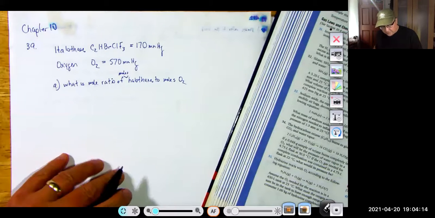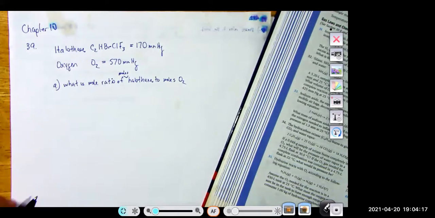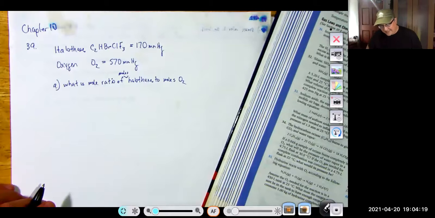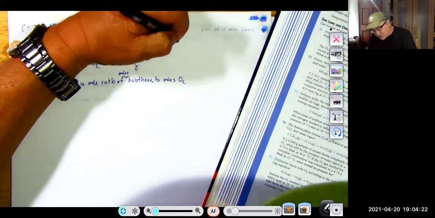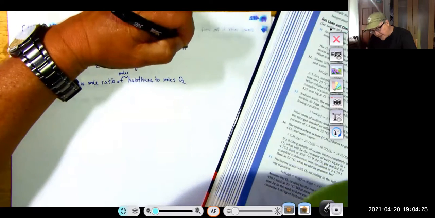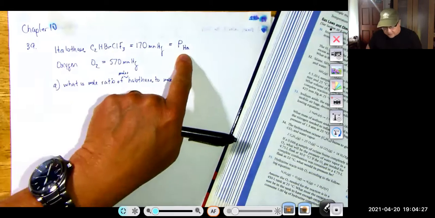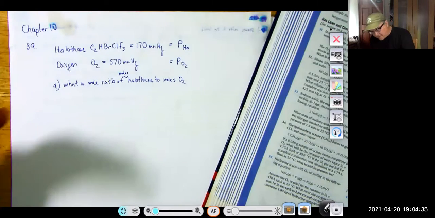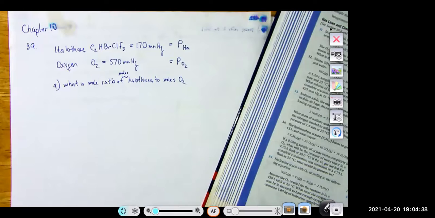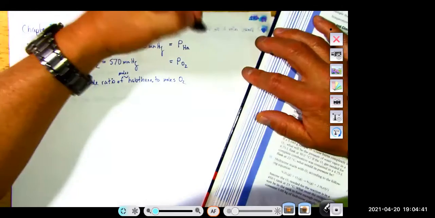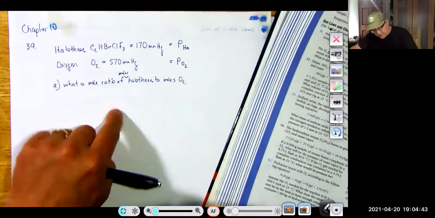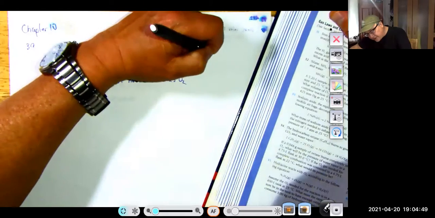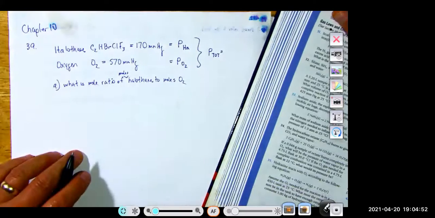Okay, but since it's moles and pressure, could we just add them? So this is the pressure of the halothane, so I'm going to put HA because there's no element with the symbol HA. This is the pressure of the O2. But can't we also say that we're going to have 170 to 570? Or well, I guess you would say 170 mole, well, 570. Couldn't we say that the P total is 740?